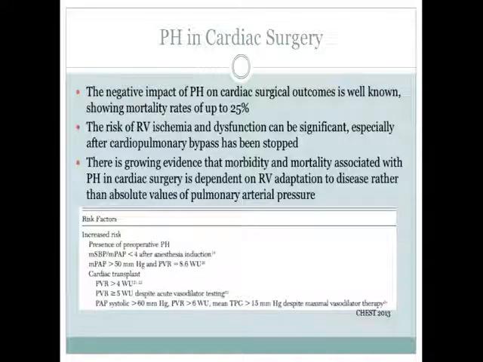And there does seem to be growing evidence that the perioperative morbidity that's associated with pulmonary hypertension in cardiac surgery may not necessarily be as a result of the absolute value of the pulmonary pressures, but rather how the RV has adapted and what the state of the right ventricle is.